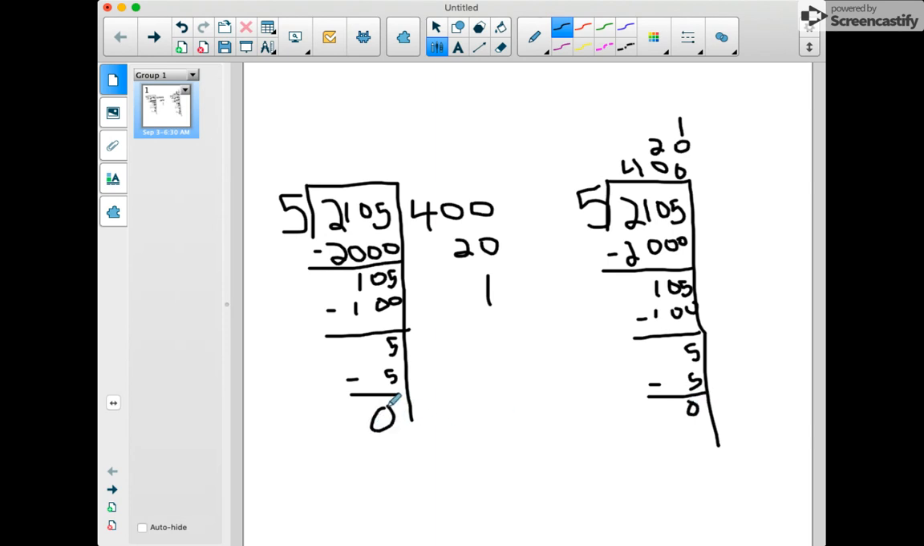So when you add it up, it's very easy to see that my answer is going to be 421 because the place values are all lined up. I'm going to get the same answer here. It's just a different way of writing it. The benefit of writing partial quotients in this way over here is that your place values are guaranteed to line up because you're lining them up with the place values of the original number.